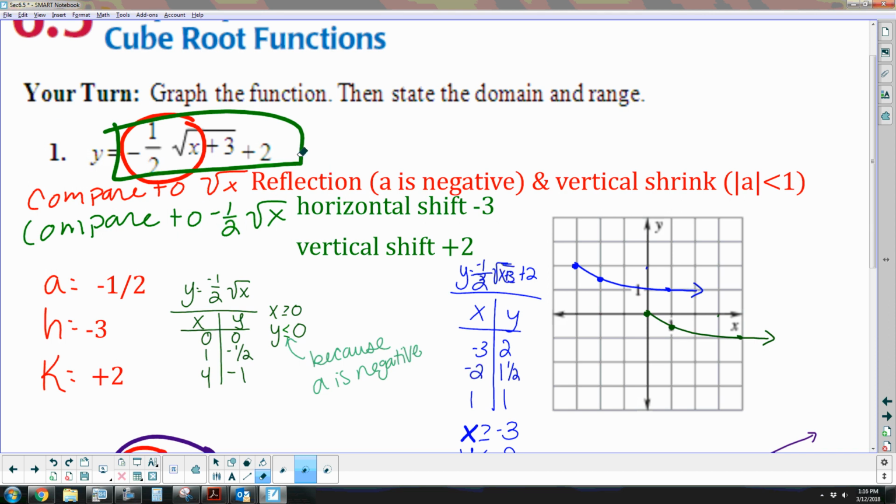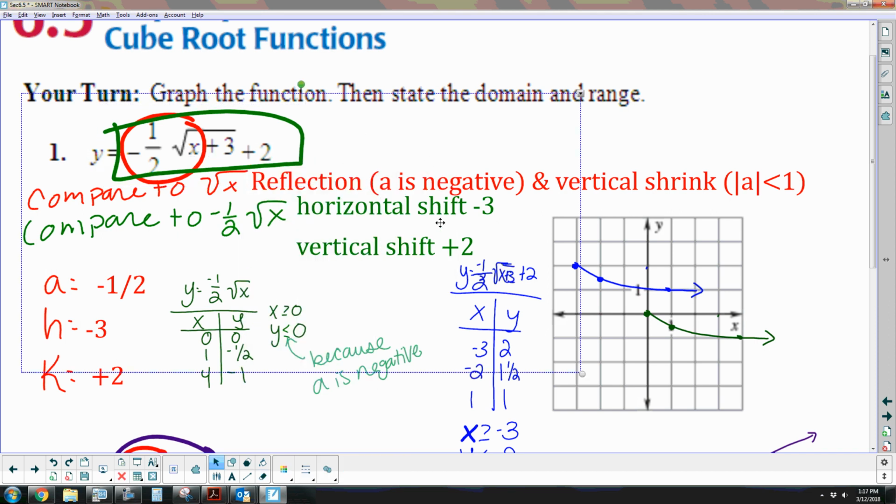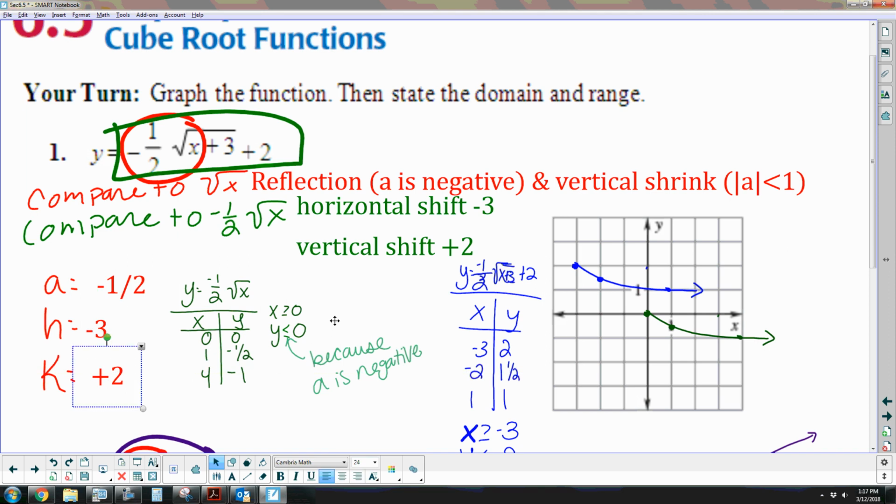Now if we compare this whole function, y equals -1/2 times the square root of x plus 3, plus 2, where we have our h as -3 and our k as +2, to -1/2 times the square root of x, we see that it's a horizontal shift -3 units, which means 3 units to the left, and a vertical shift up 2 units.